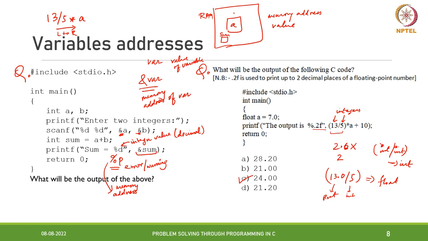Can you please mute? 13 by 5 into A. So you have an operator associativity rule here, which tells you that it goes from left to right. Now when I evaluate 13 by 5, I get 2.6, but because both are integers, I get 2. Then I multiply it with 7.0 and I get 14.0. So it still makes sense that the answer should be 24.00 overall, even if I remove the braces. So that makes sense to me. Yeah.